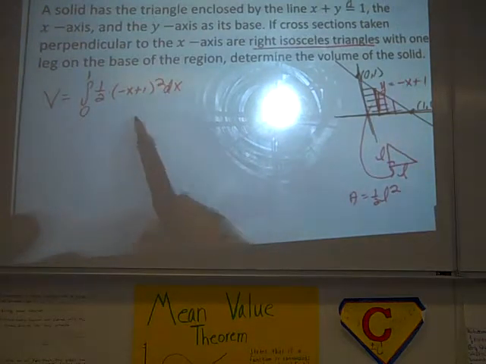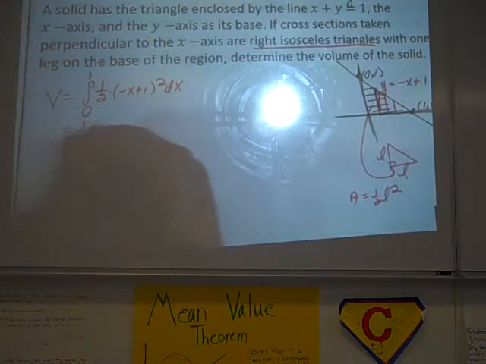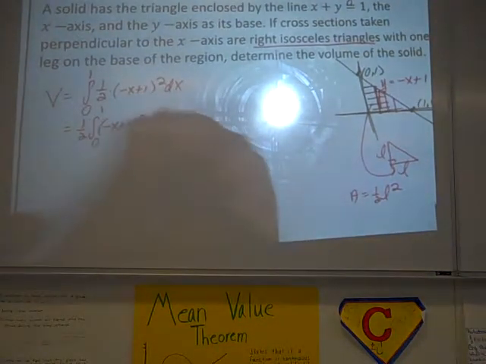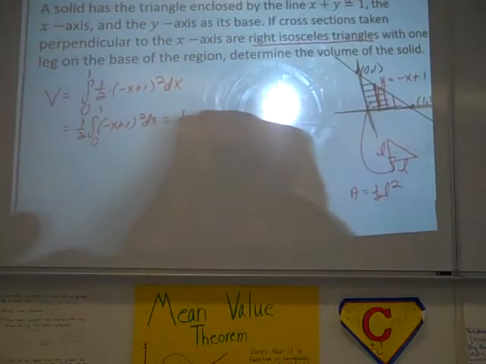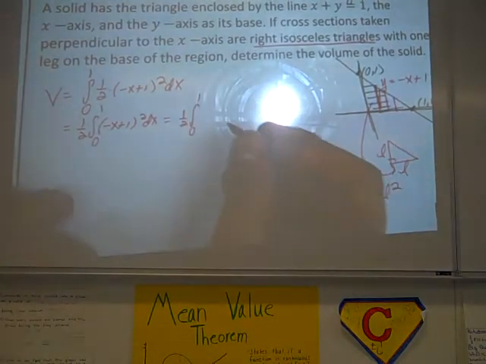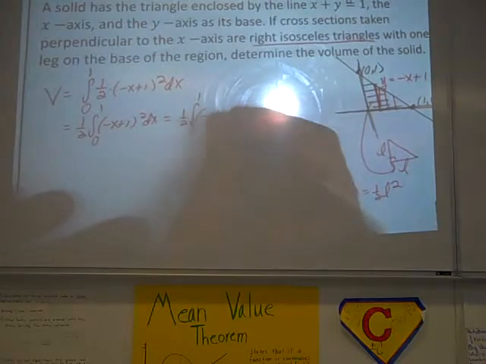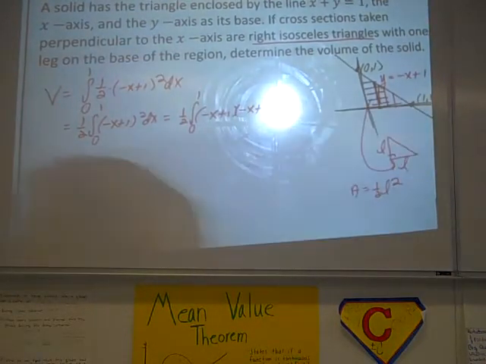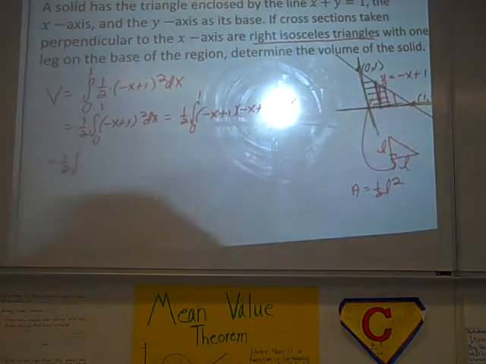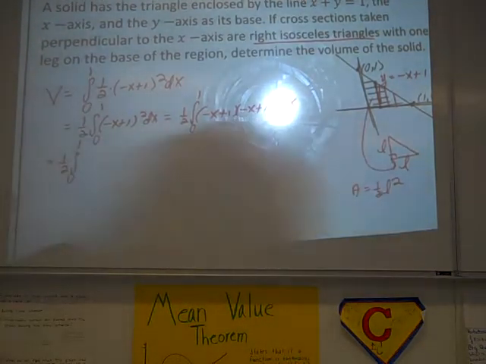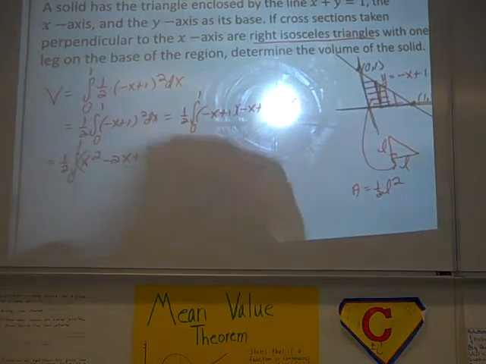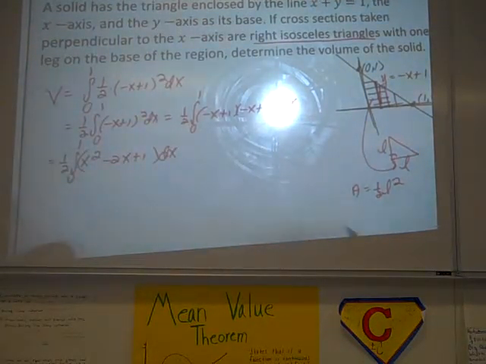Now let's finish off the math. We have 1/2 as a constant. I'm going to factor that out in front. Integral from 0 to 1, negative x plus 1 squared dx. Let's pick up the pace here. Negative x plus 1 squared means negative x plus 1 times negative x plus 1, dx. We've got 1/2 in front, integral from 0 to 1. When I multiply that out, I should have x squared minus 2x plus 1 times dx.